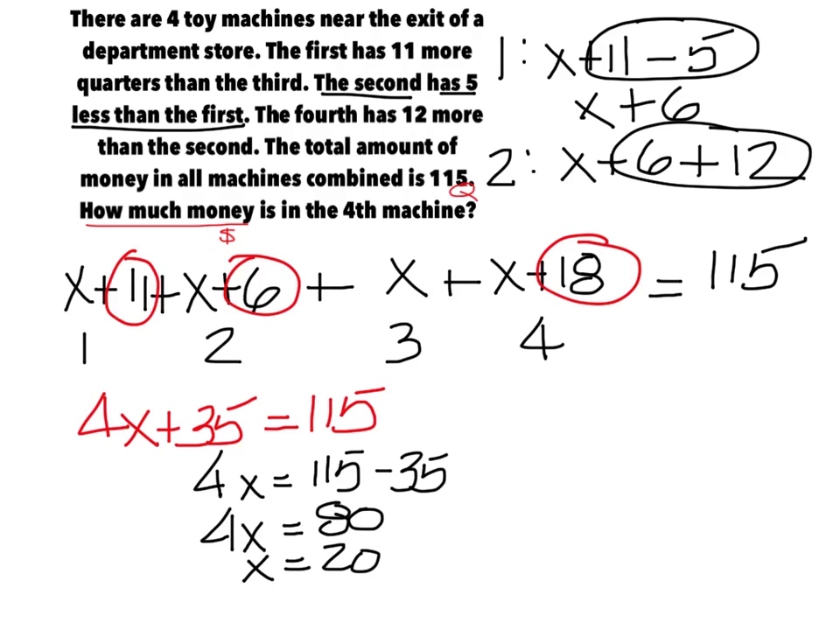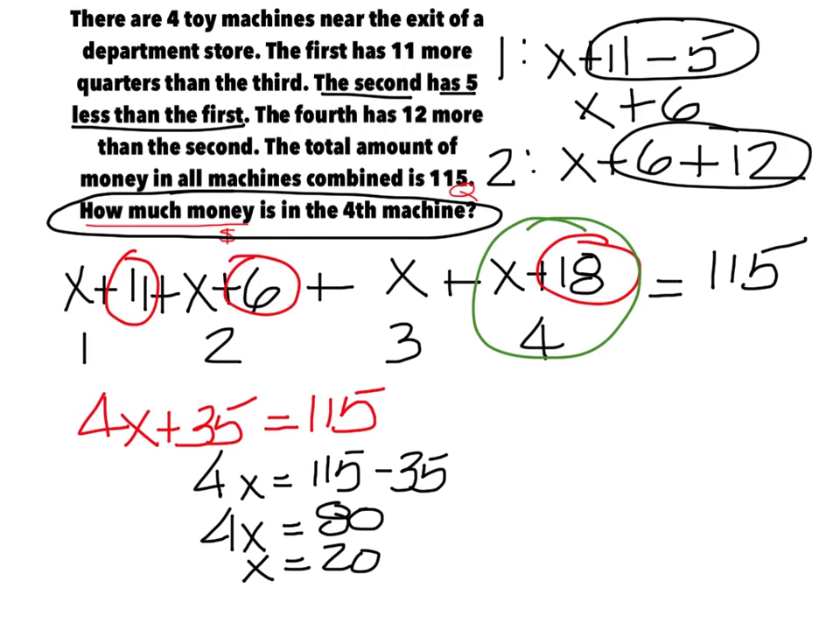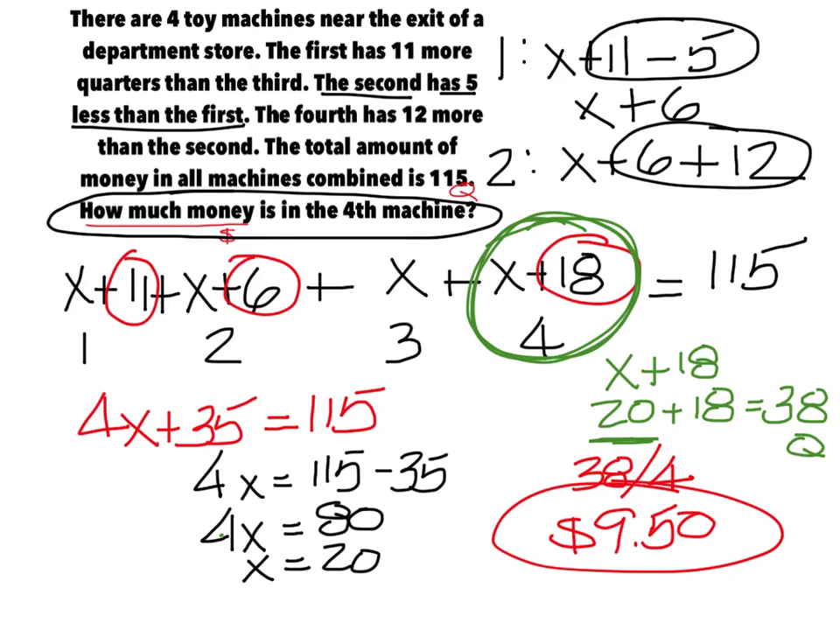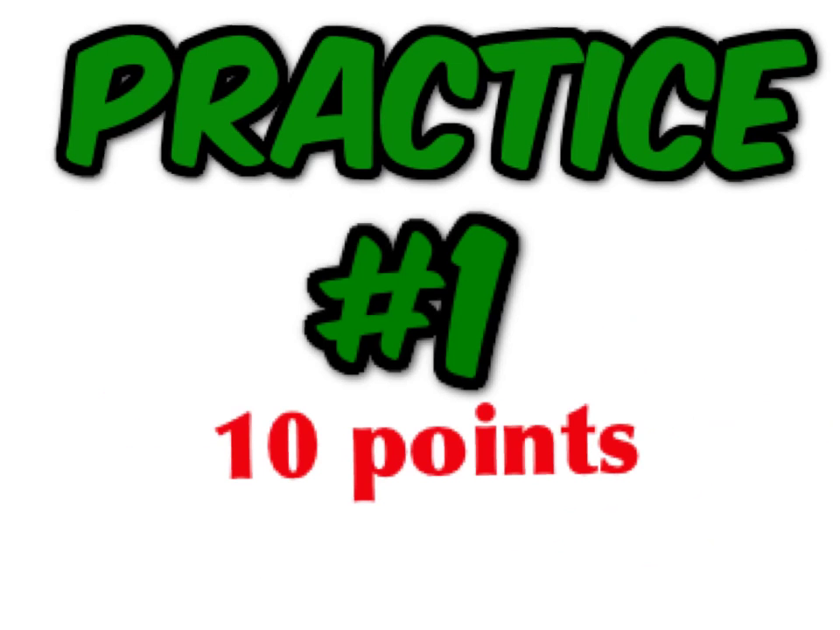Okay, remember we're looking for how much money is in the fourth machine. So the fourth machine is X plus 18. So 20 plus 18 is 38. That's how many quarters I have in that machine. What do I do to 38 quarters to turn it into money, an actual dollar amount? Divide by 4. So 38 divided by 4 is how much money? $9.50.